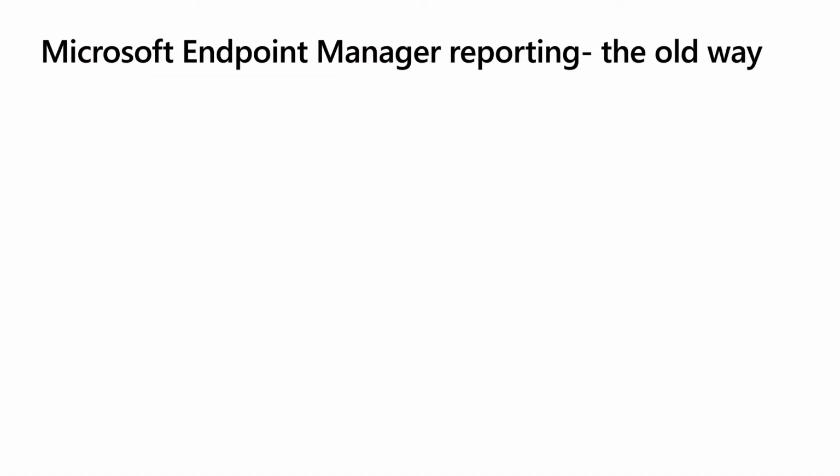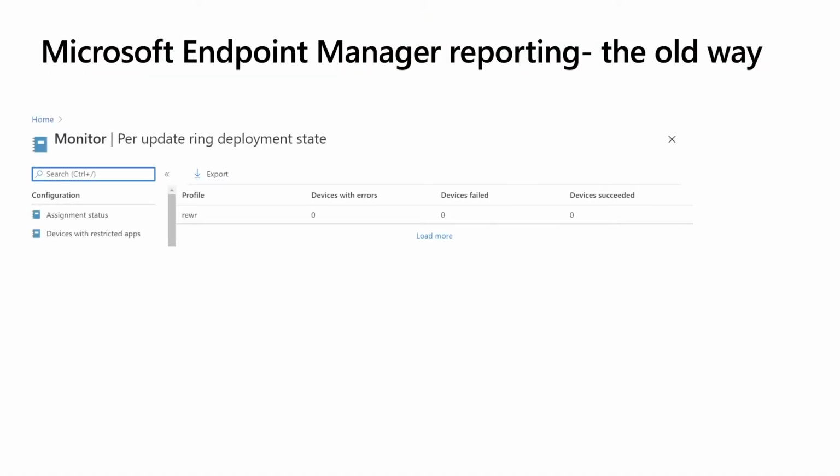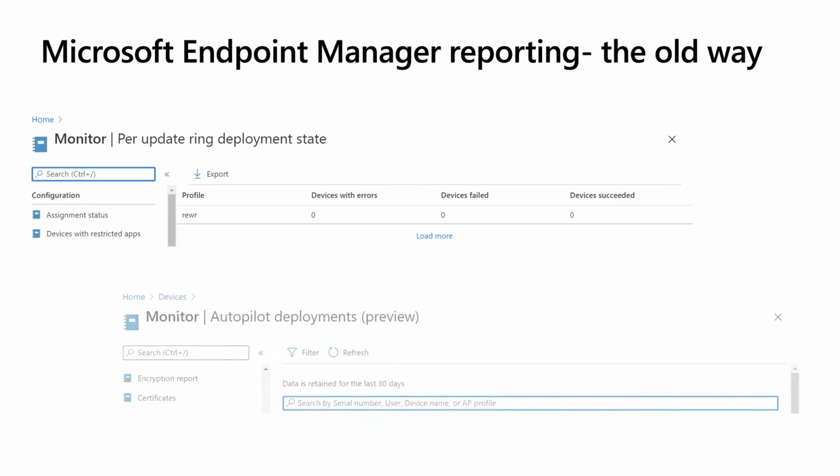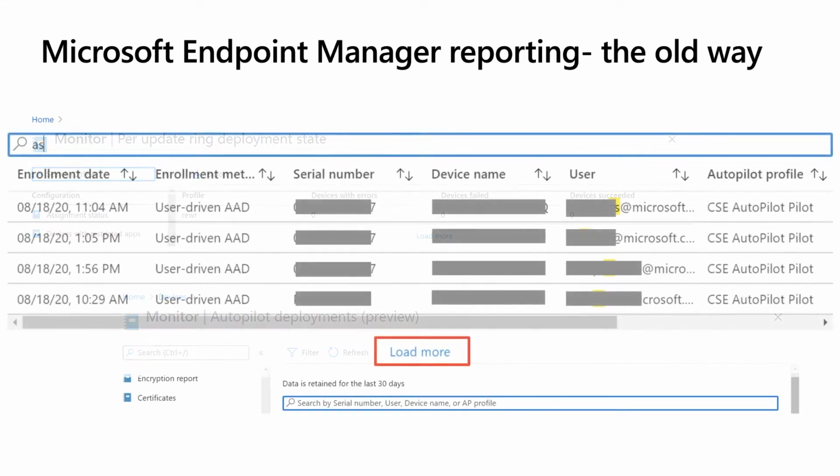So let's talk about Microsoft Endpoint Manager reporting the old way, the way we used to do it. If you look at these screenshots that I'm sharing, you'll see there's a lot of columns that don't have sorting. There's no search in a lot of cases. There's no filtering, there's no column select, and then there's no export in a lot of the experiences that you'll see. And one of the most dreaded features that customers hate, or bugs, depending on who you ask, is the load more on search button.